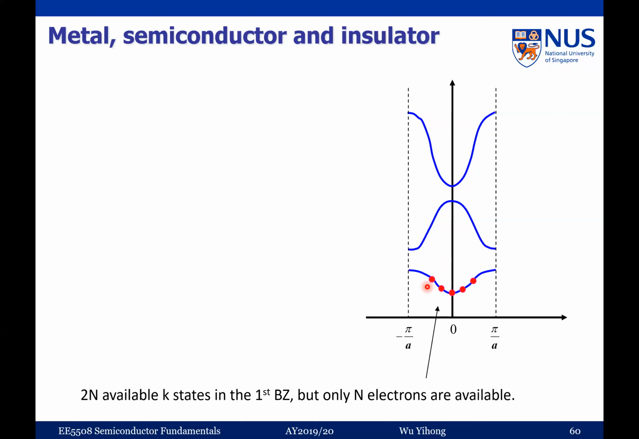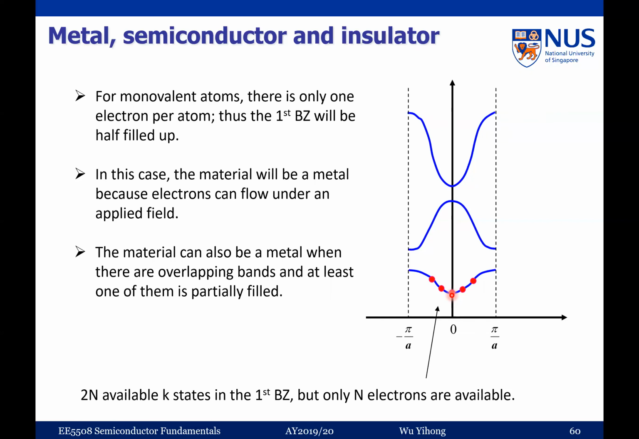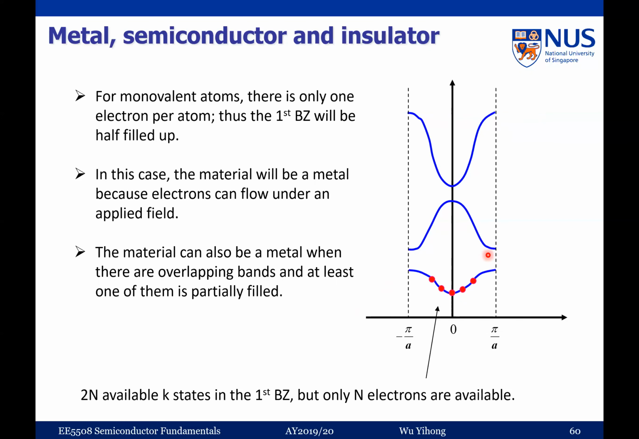So this means you start to fill up from the lowest energy first. And when you fill up only half of the first mini band, you use up all the electrons you have, right? So this means that the first mini band is actually partially filled up. Okay, so in this case, you will have a metal.